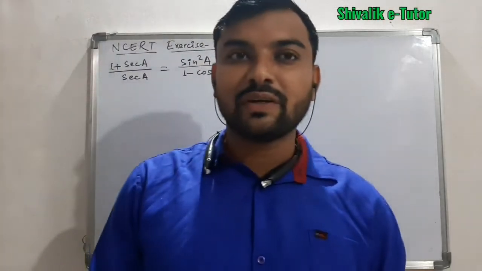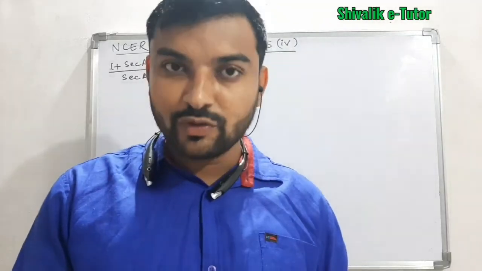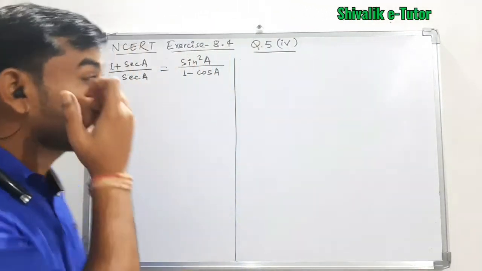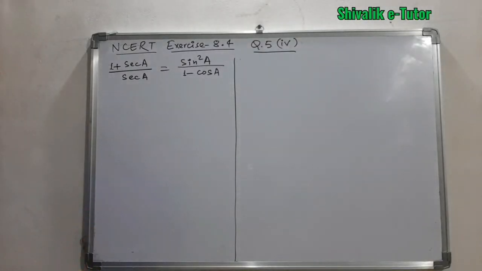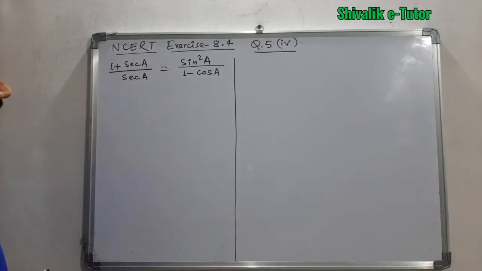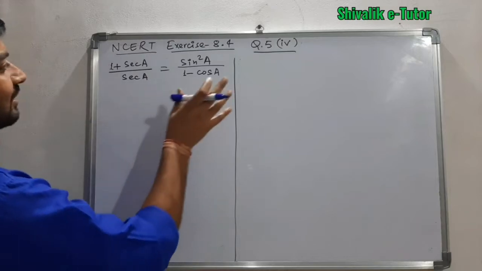Hello everyone, in this video I will be taking question number 5, fourth part of your NCERT exercise 8.4. So let us come to this question. The question is: 1 plus sec a upon sec a is equal to sin square a upon 1 minus cos square a. So this question is interesting.